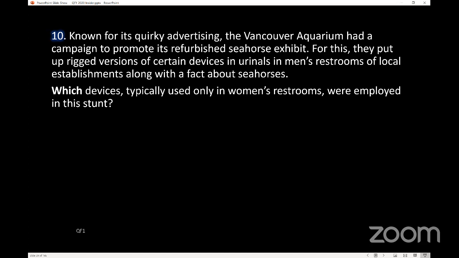So what they did was they took a certain device that is typically used only in women's restrooms and put it up in men's restrooms and surprised everyone. This was a rigged version of the device, but they were just promoting their seahorse exhibit, and there's an interesting fact about seahorses there. So rack your brains, think of one interesting fact about a seahorse, something that makes it very unique. And then also think of a device or some sort of equipment that is typically used only in women's restrooms, but was now present in men's restroom urinals.